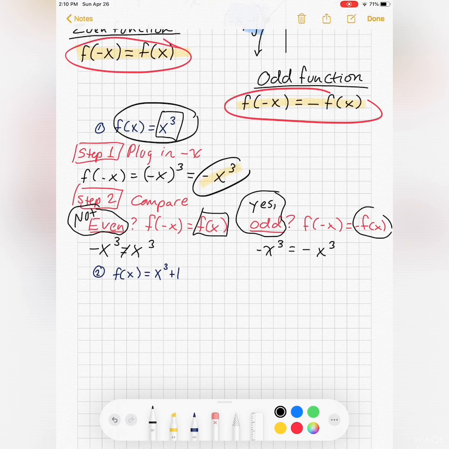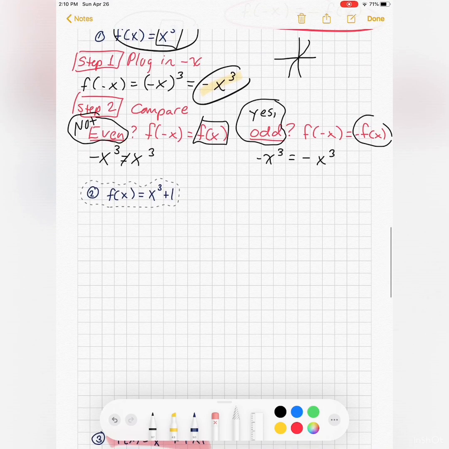Okay, and that's how I do the comparison every time. I mean, this is an easy one, because that's what x cubed looks like, right? So I already know that's an odd function. But when you look at something like number 2, you kind of see that and you think, well, that kind of looks like an odd function as well. So is that going to be an odd function?